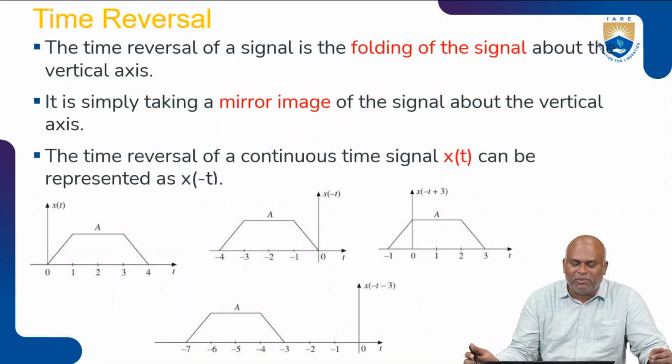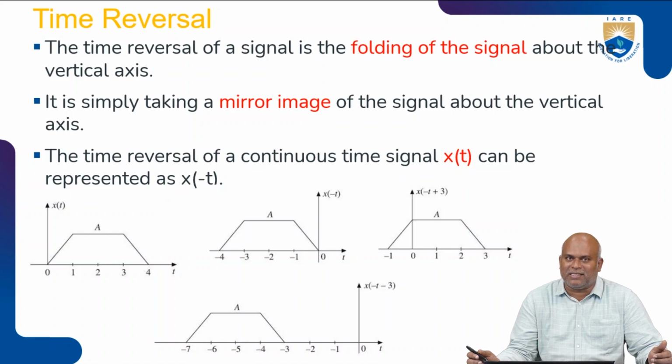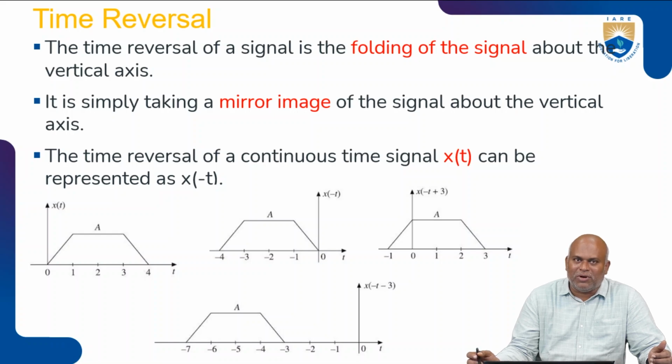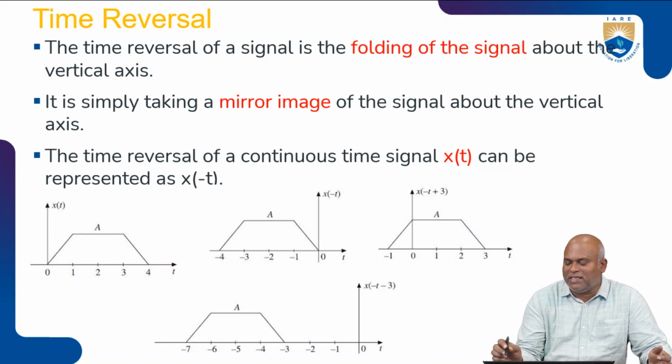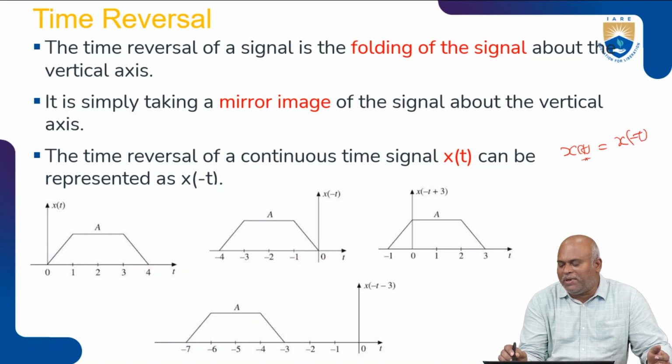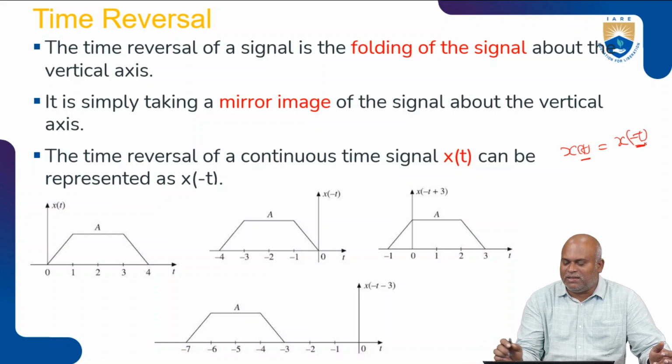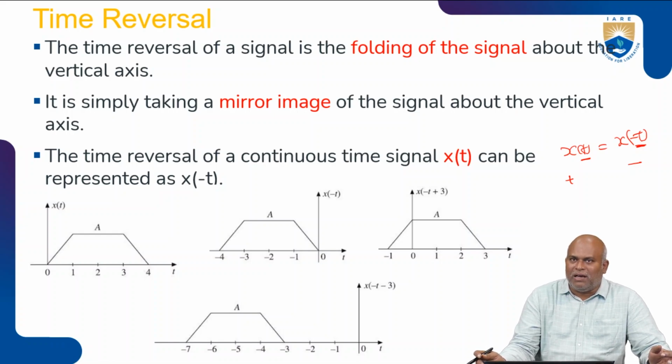Next, we go for the time reversal. What does the time reversal represent? The time reversal of a signal is folding of a signal about the vertical axis. It is simply taking a mirror image of the signal about the vertical axis. The time reversal of a continuous time signal can be represented as x of t is equal to x of minus t. So the time variable is going to be reversed. Here it is plus, here I reversed it to minus. That's it. This is what we call the time reversal or folding of a signal.